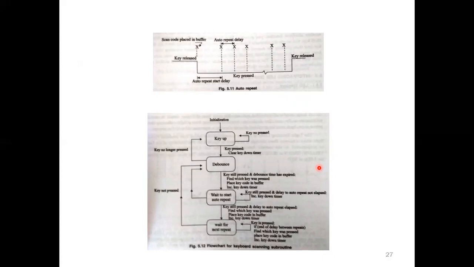That means if the same key is repeatedly pressed, the key is pressed and the delay to auto repeat has elapsed. Find which key was pressed. Place the key code in the buffer. Increment the key down timer. Wait for the next repeat. Then it goes to debounce, so you check the debounce again, and then the process is done. All these key pressing processes are done in the microsecond range.